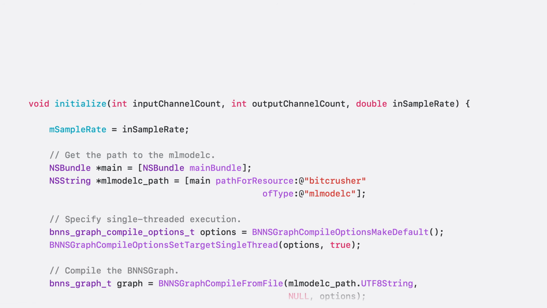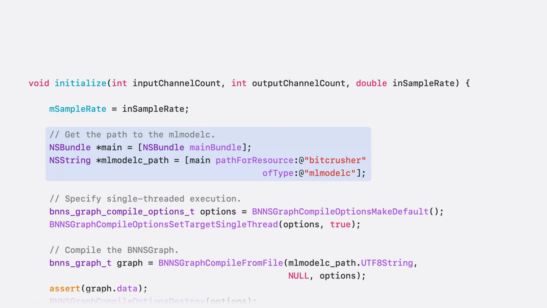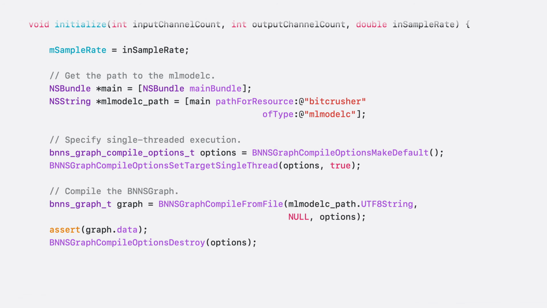Here's the code to get the path to the ML Model C file. Recall that I copied just the ML package file into the project, and Xcode has generated the ML Model C file from the package. To specify that the graph only uses a single thread during execution, I'll create a compilation option structure with the default settings. The default behavior is that BNNS graph executes on multiple threads. So I'll call the set target single thread function to change that.